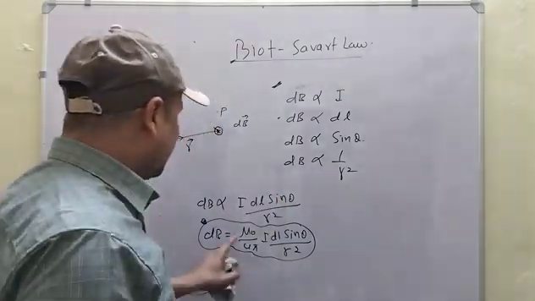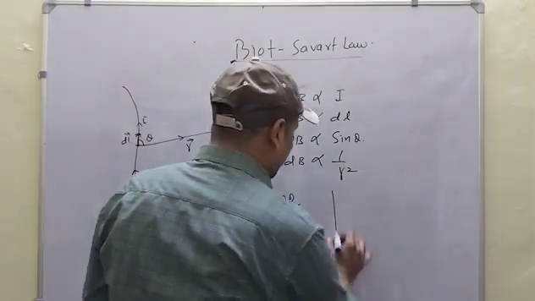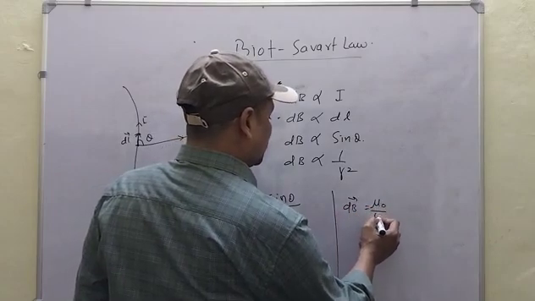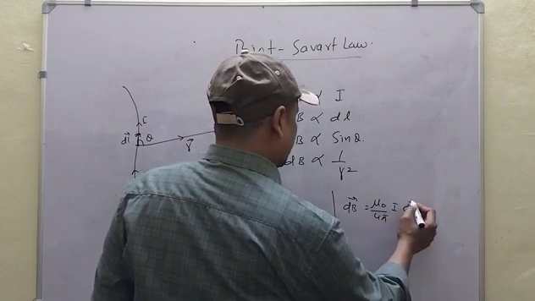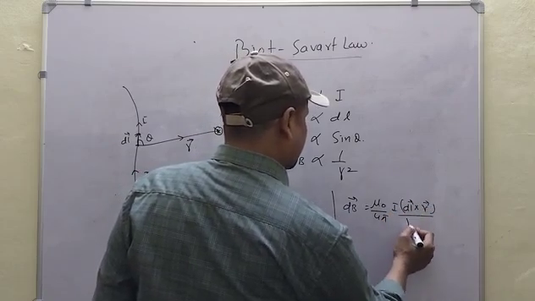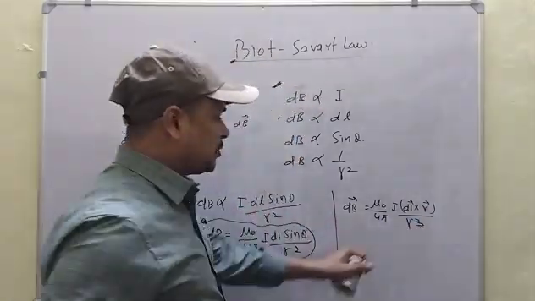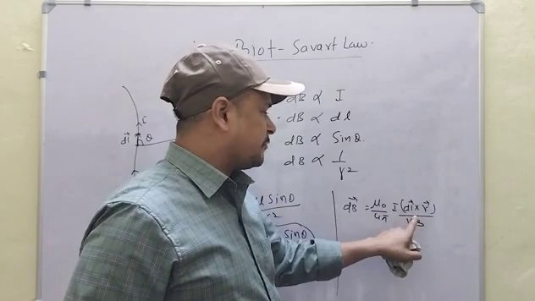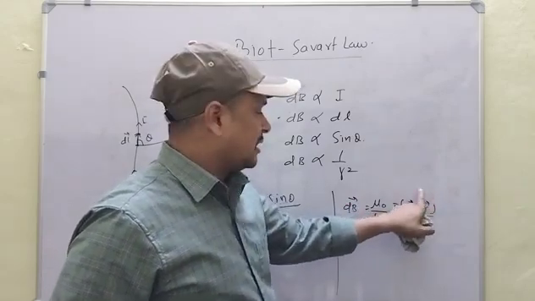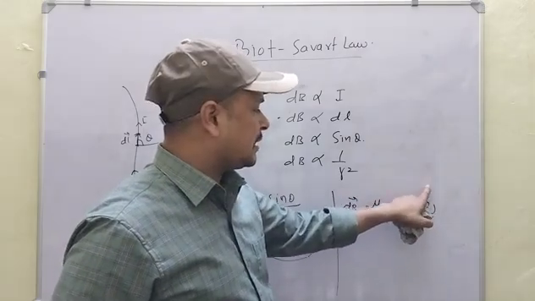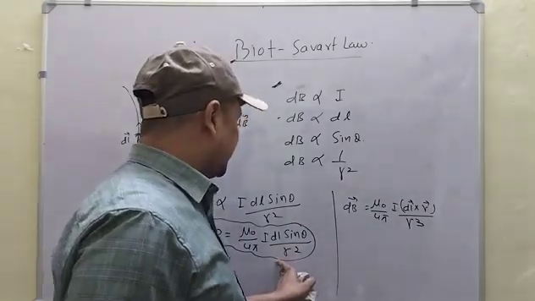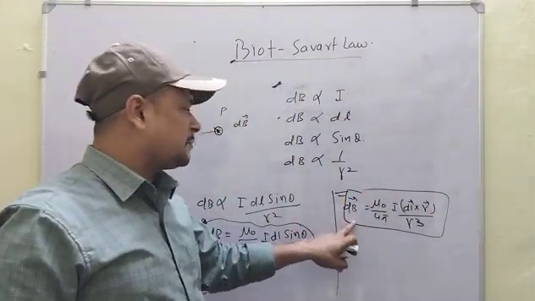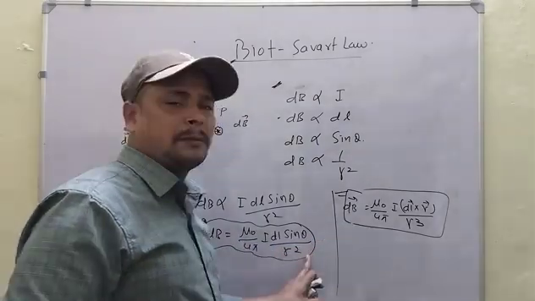If we want to write this magnetic field in vector form, the vector form of Biot-Savart law, dB equals mu naught by 4 pi I dl cross r divided by r cube, because if we use this dl cross r, we will find dlr sine theta. Then one r here and one r there get cancelled, so again we get the same value. So this is the vector form of Biot-Savart law, and the earlier one is only the magnitude.